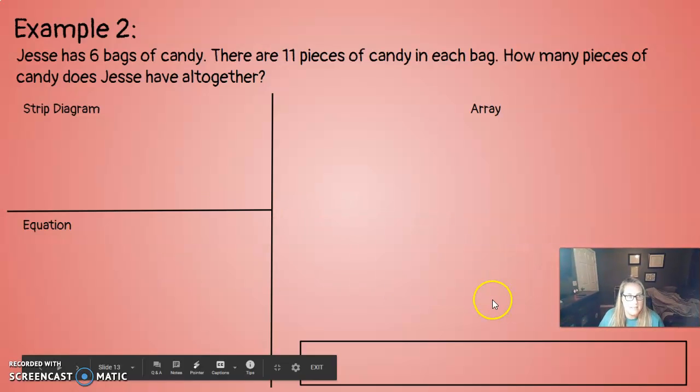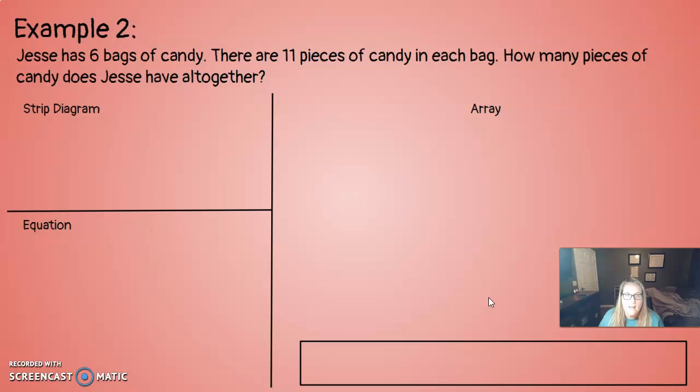Here's what this one says. Jessie has 6 bags of candy. There are 11 pieces of candy in each bag. How many pieces of candy does Jessie have altogether?